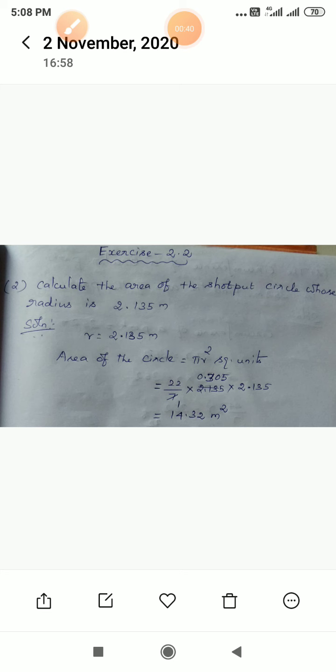Now we multiply 22 into 0.305 into 2.135. We get the answer 14.32 meter square.